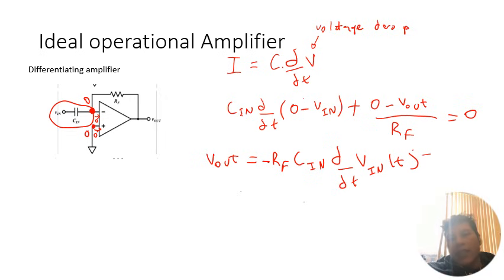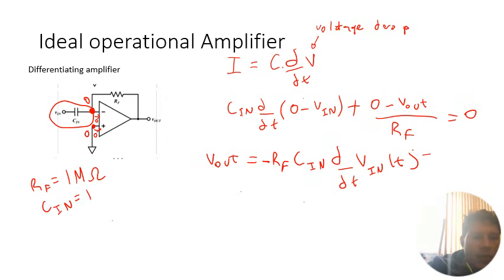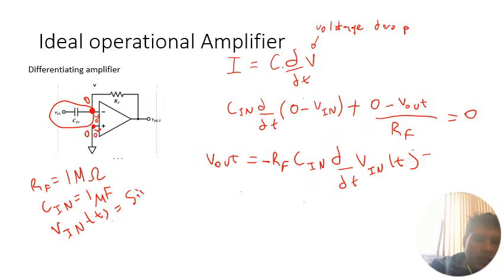So let's look at an example of this equation. Let's assume that RF equals 1 mega ohm, and then C in equals 1 microfarad. I chose those so that the product would be 1 to make my life easier. And let's just assume that V in of t equals sine of 10t.